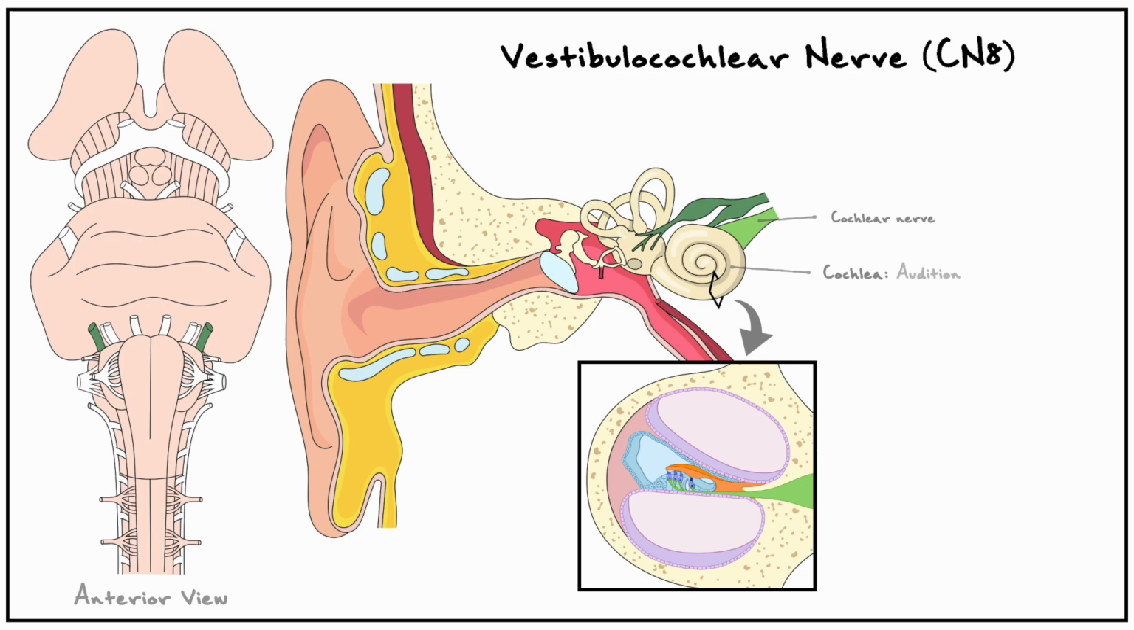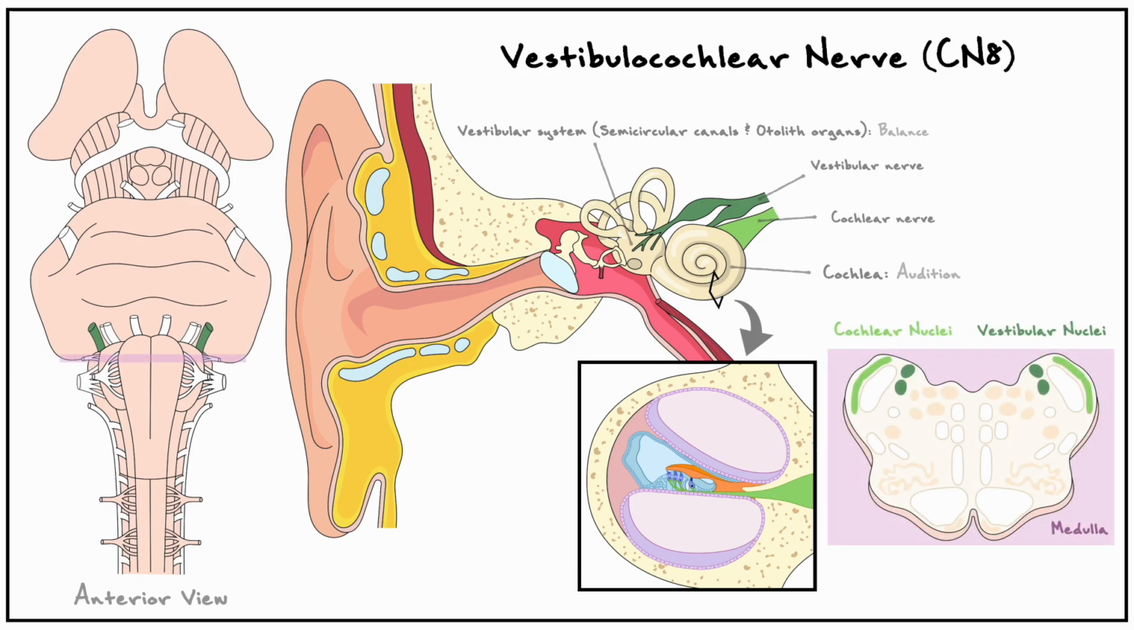The second functional unit of the inner ear is the vestibular system, which is generally composed of the semicircular canals and the otolith organs. These structures contain specialized cells as well, but do not process sounds. Rather, the specialized cells in the vestibular system sense our motion to produce our sense of balance. The signals picked up from the vestibular system in the inner ear are carried to the CNS via the vestibular division of cranial nerve 8. Altogether, the cochlear and vestibular divisions travel together to reach the pontomedullary junction to synapse on their respective nuclei.